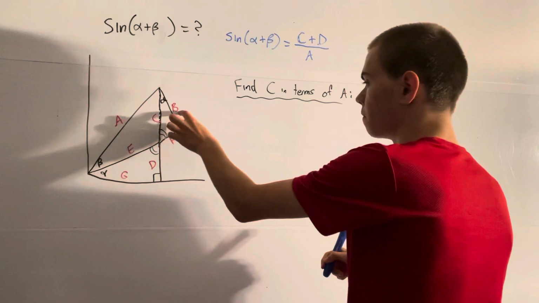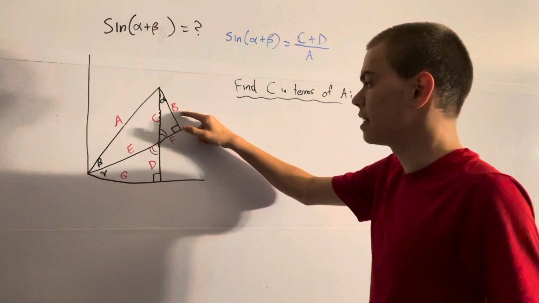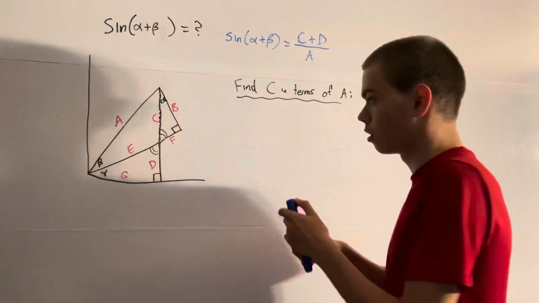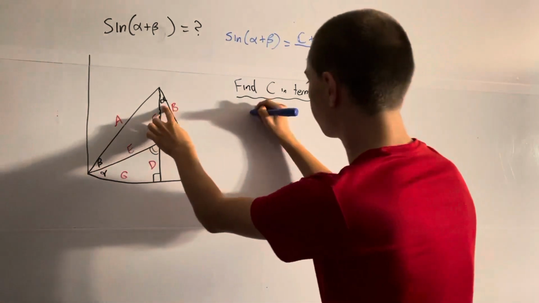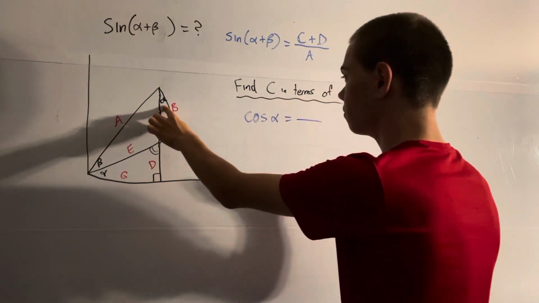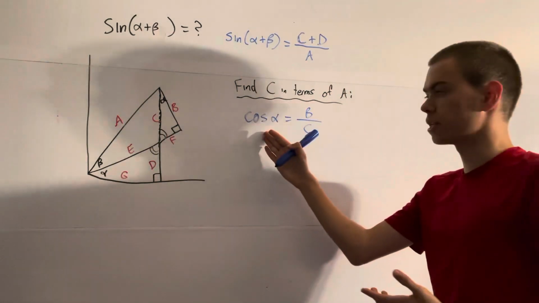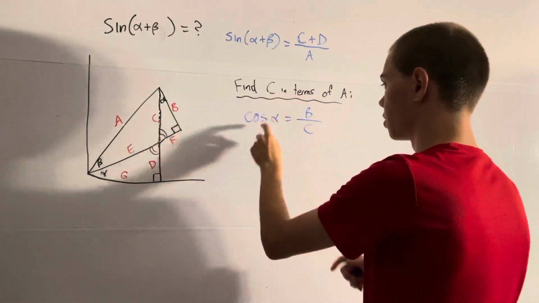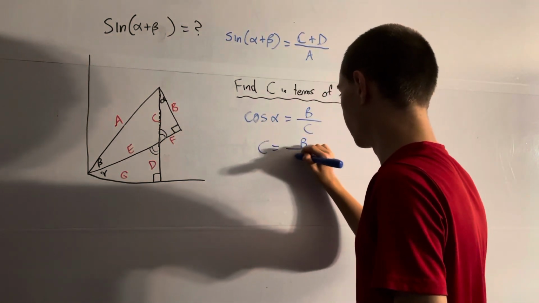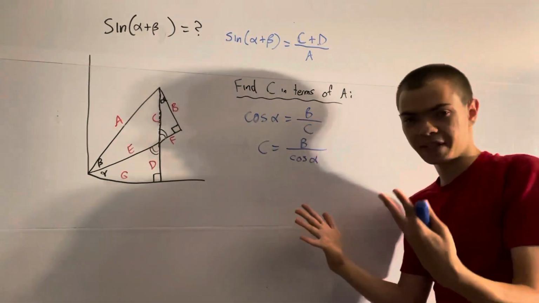So to find C in terms of B, we've got to use this triangle, which involves alpha. Relative to alpha, B is the adjacent, C is the hypotenuse. So we're going to use cosine. The cosine of alpha is adjacent over hypotenuse. Remember, we're finding C, so we're going to solve for C. We get C is equal to B over the cosine of alpha. So that is what C is.